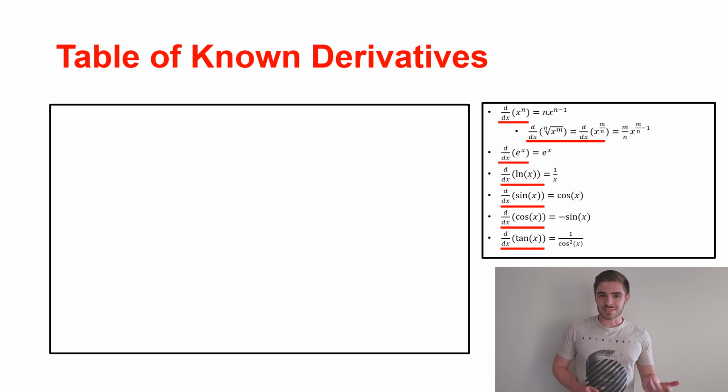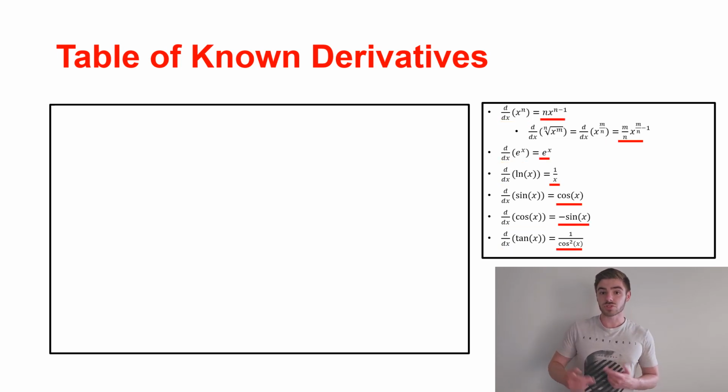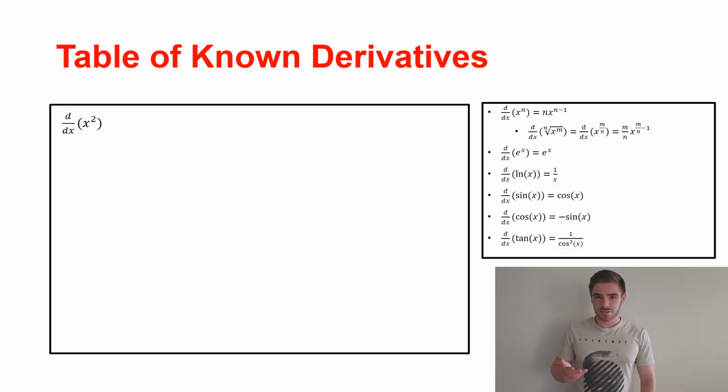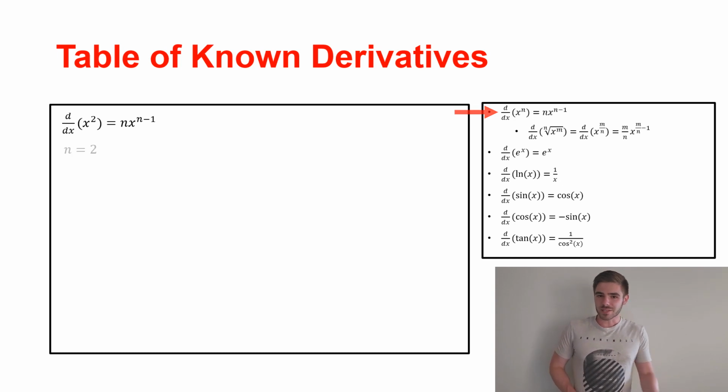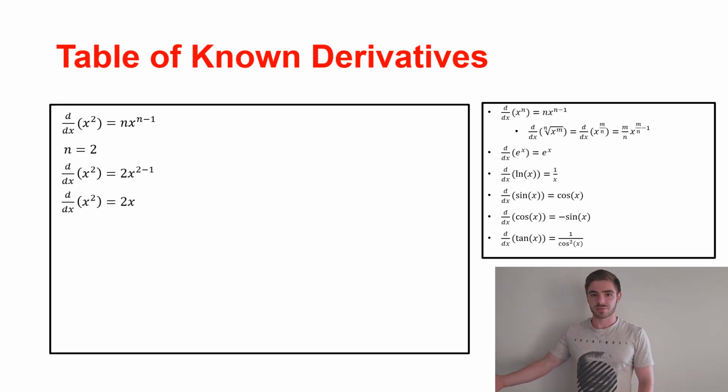On the left-hand side is the original function, and on the right-hand side is that function's derivative. For example, if you wanted to find the derivative of x squared, then you could refer to the table. X squared is a power function, and as such, it corresponds to the first entry of the table. We simply need to observe that n equals 2, since x squared has a power of 2. Now that we know that n equals 2, we simply sub in that value into the derivative equation, and thus obtain 2x as the derivative.